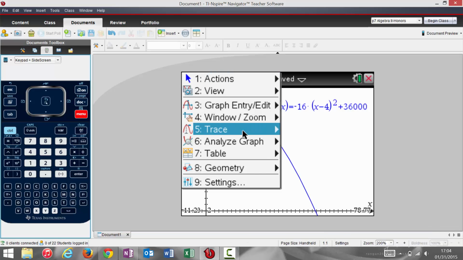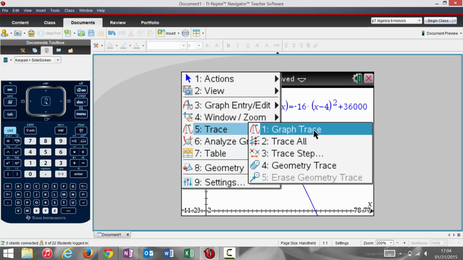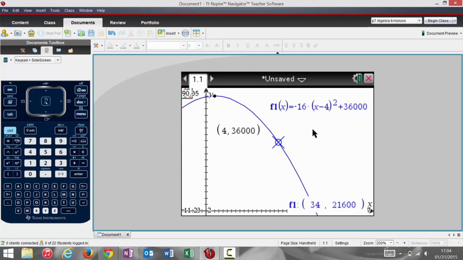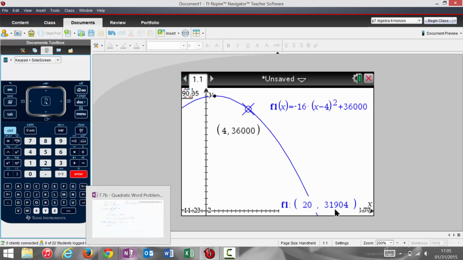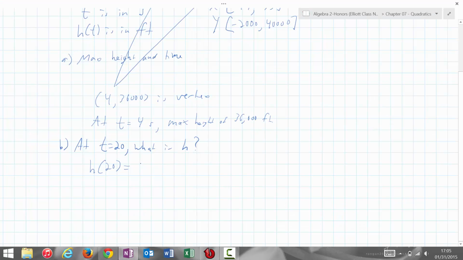You're going to go menu, trace, graph trace, and you can see this little blippy thing. Now you can press left and right and slide this left and right as you want. There's no guarantee it's going to get to 20, but a quick way to do it is actually just to type in 20. You see it says x equals 20, and I press enter, and blippy thing goes all the way to 20, and I see 31,904. So h of 20 is equal to 30,904 feet.